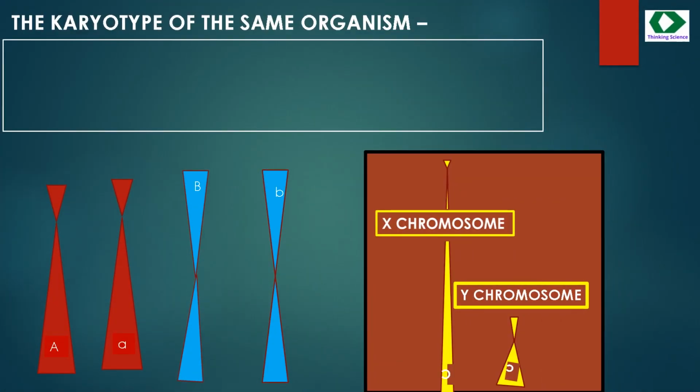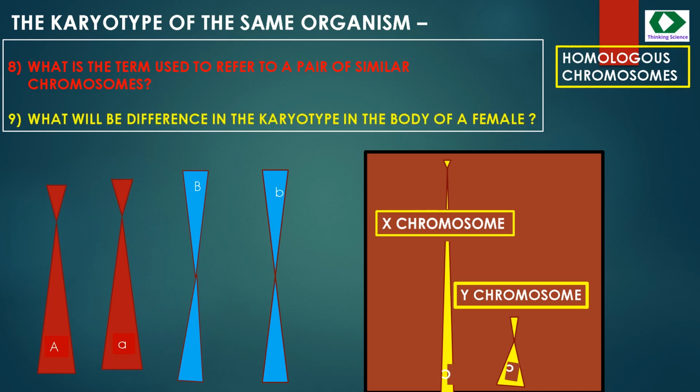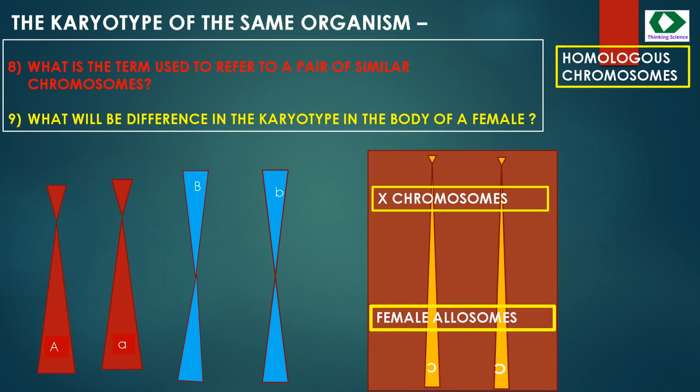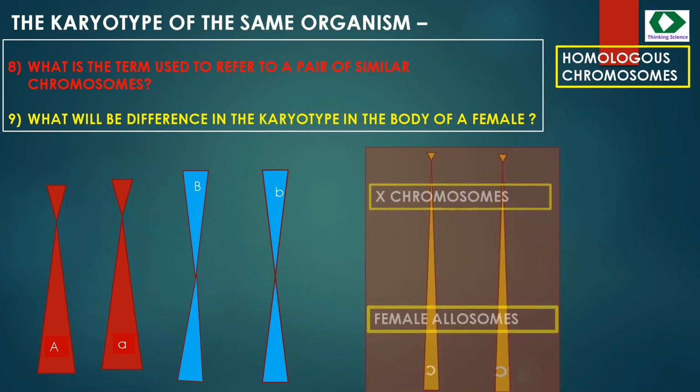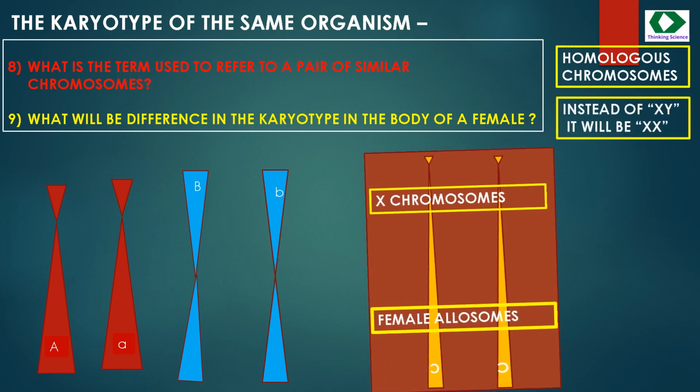One question to remind you again. What is the term used for a pair of similar chromosomes? It's called homologous chromosomes. Now, what will be the difference in the karyotype in the body of a female? We are here having the karyotype of a male cell in that body. Now, what will be the karyotype of the body in a female? Instead of one X and a Y chromosome, it will have two X chromosomes which will be similar to each other.